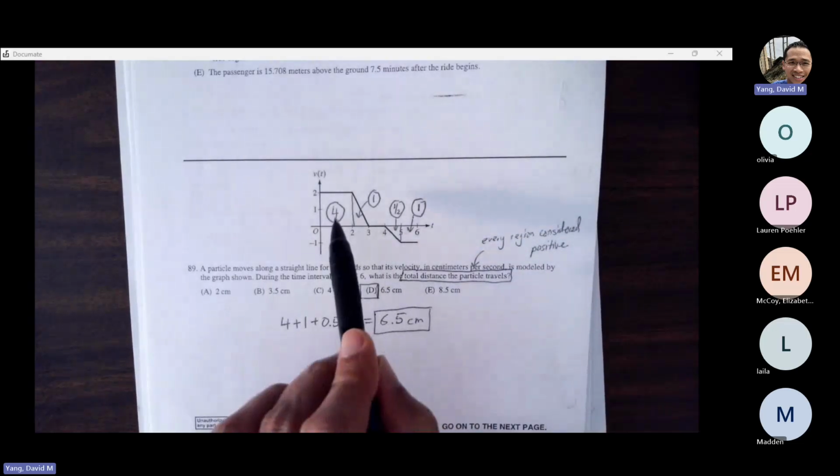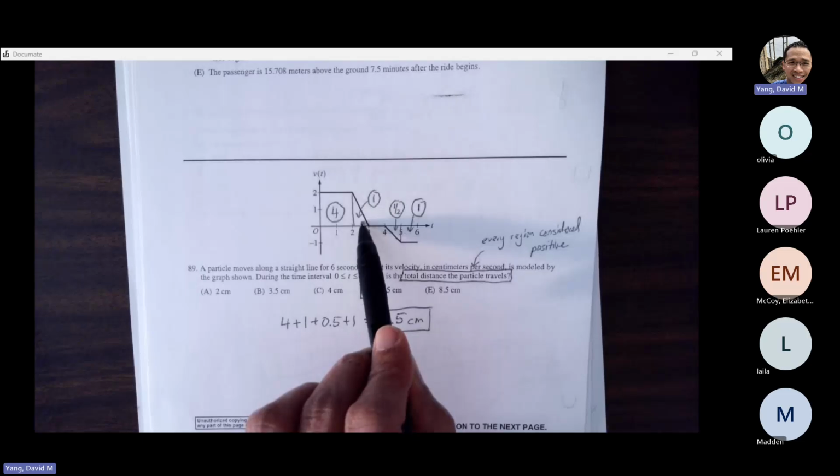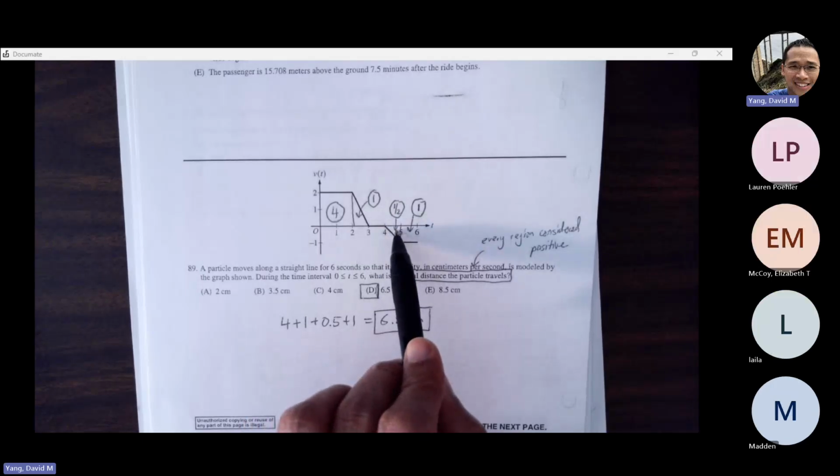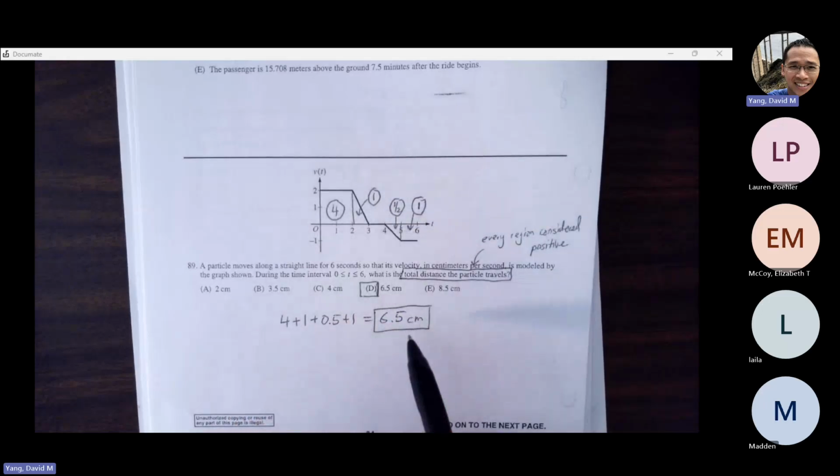give us total distance. So I have a square here, which is 4, a triangle here, 1/2 base times height, a triangle here, 1/2, and a square, which is the area of 1. So I add those together, I get 6.5.